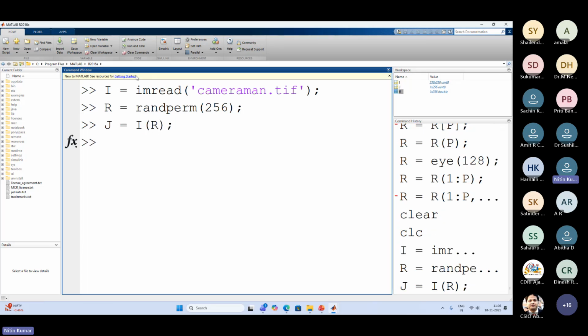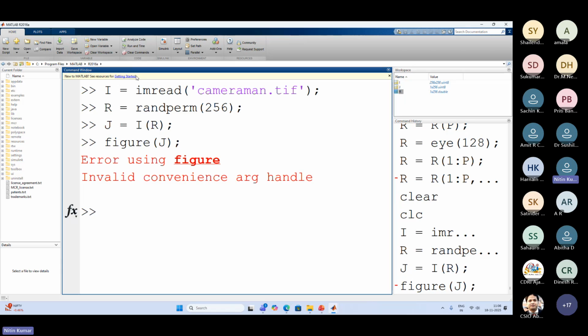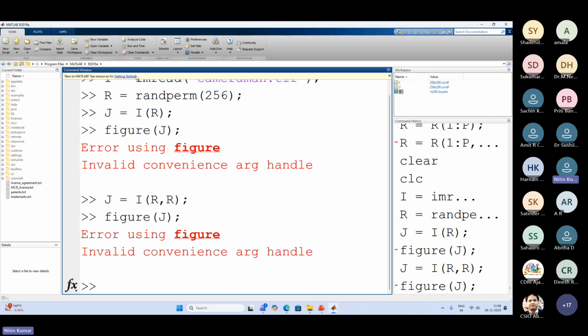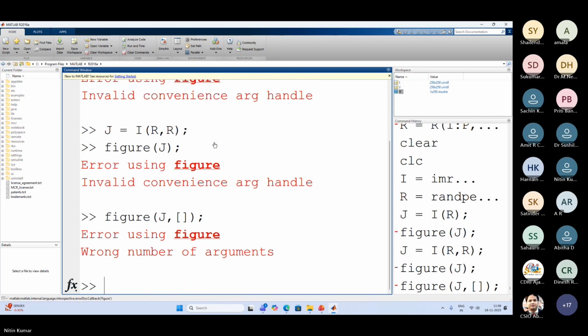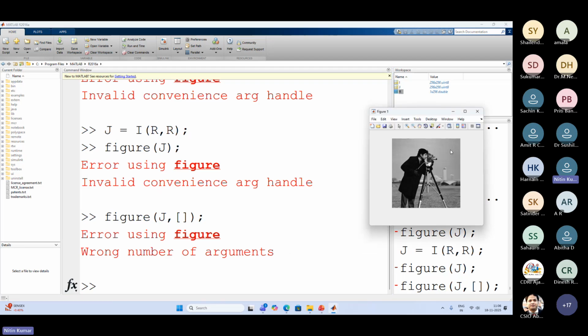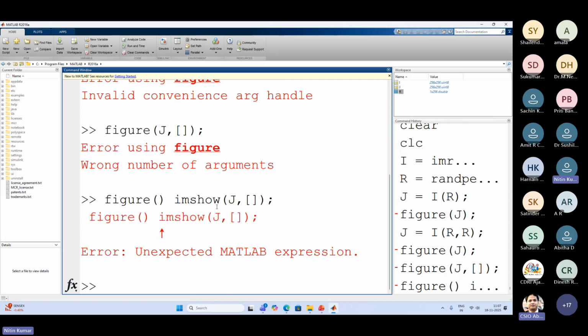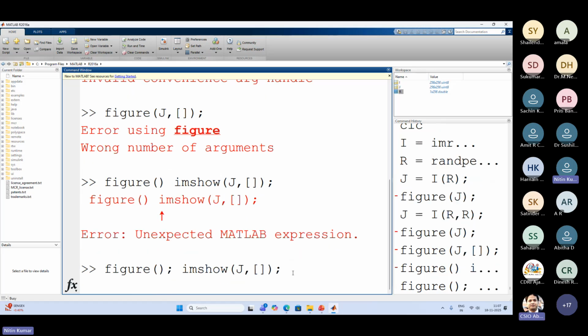Now if you see this J and I just show this. Figure. Figure. I'm just showing you this J. Huh? What is happening here? Acha. Figure I am show. You see this one. The figure comma I am show. Figure comma I am show. Figure comma comma comma comma. Now you can see here.